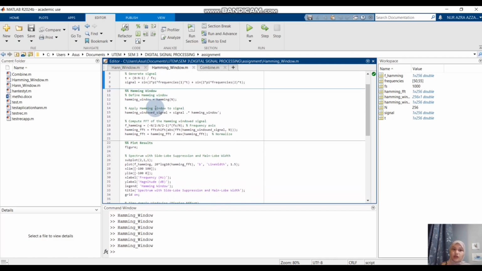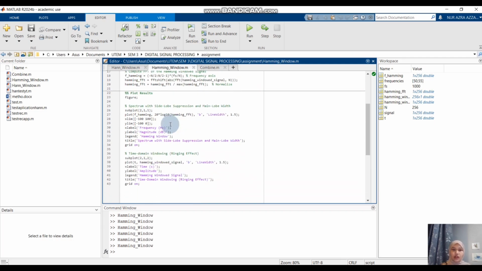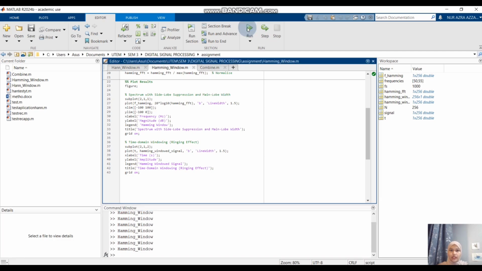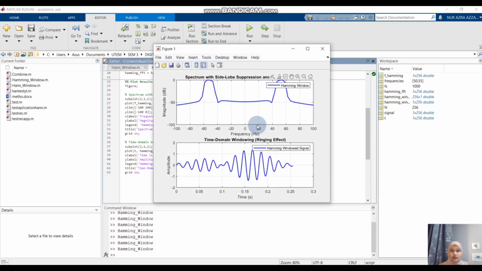And then next we are using the hamming command to create the Hamming window, and we apply the window to the signal by element-wise multiplication. Then next we are using the plot to plot the graph result. So I will run the code, and this is the signal in the frequency domain after applying the Hamming window.